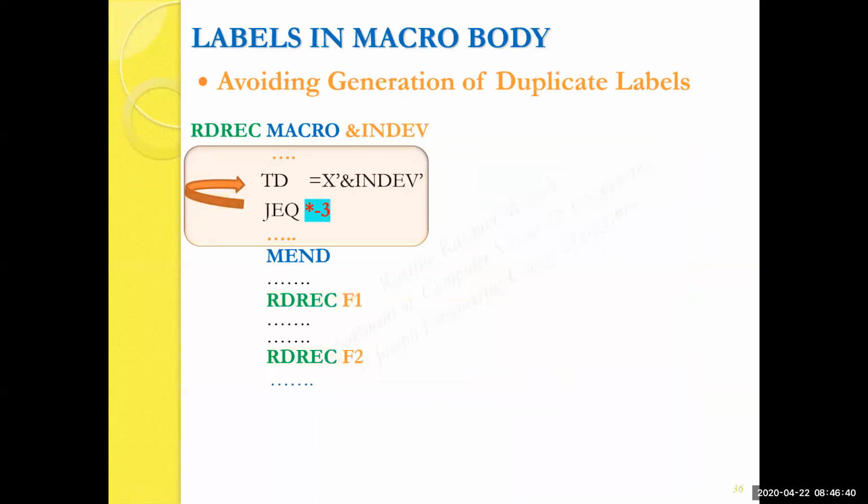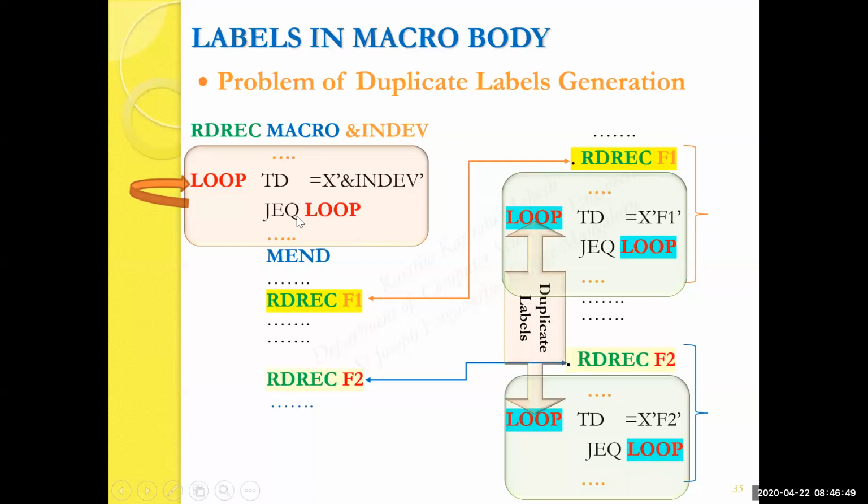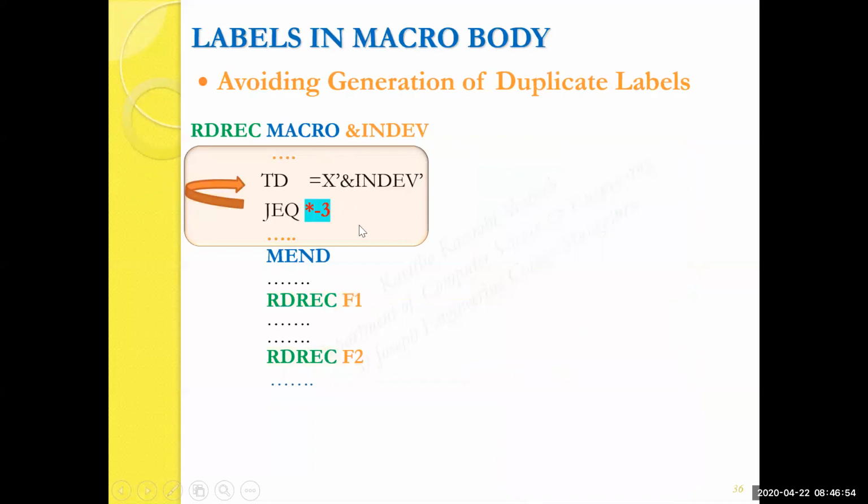So this could be avoided, as I mentioned, by making use of some sort of relative addressing. Please note, the instruction here indicates that if the device is not ready, branch back to the location loop. You can rewrite the same set of statements using, in the place of the operand loop, star -3. What does star mean? Star indicates the current location counter value. So current location counter value -3 indicates a branching back to the location where the instruction TD is placed.